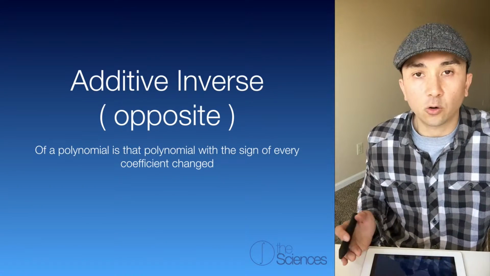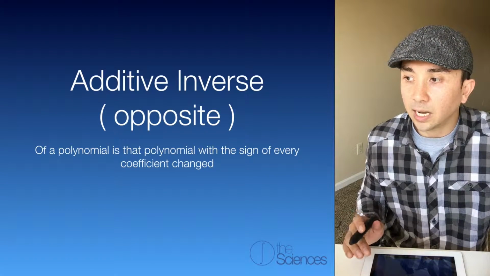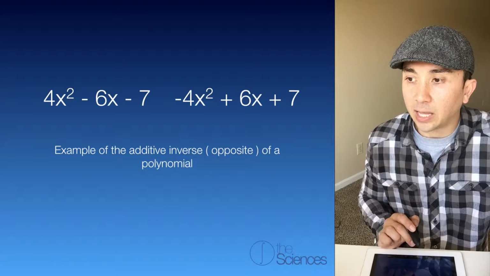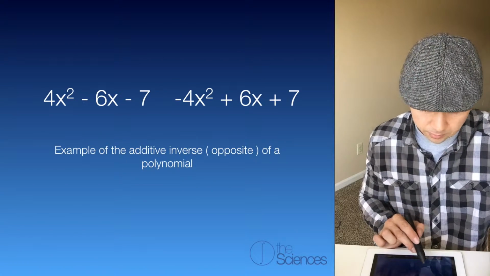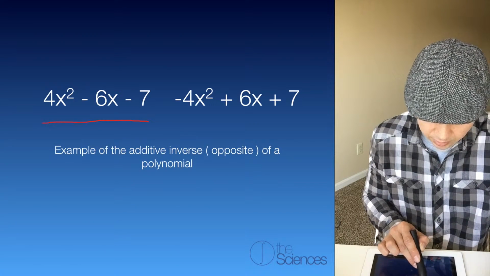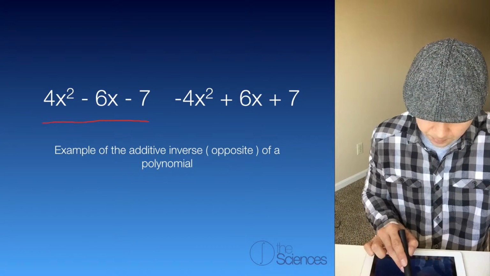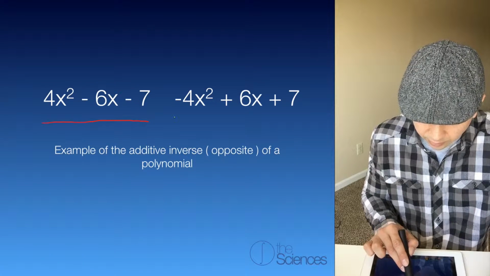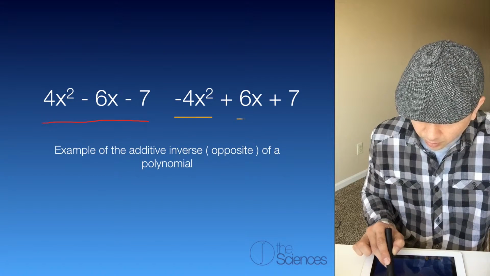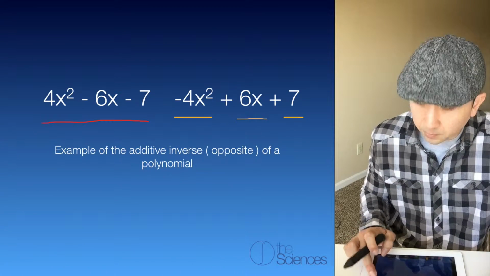Now the additive inverse or opposite of a polynomial is that polynomial with the sign of every coefficient changed. So here is an example of the additive inverse or opposite of a polynomial. On this side we have 4x squared minus 6x minus 7, and its additive inverse is the opposite of that. So instead of having 4x squared, we now have negative 4x squared. Instead of having negative 6x, we now have positive 6x. And instead of having negative 7, we have positive 7.